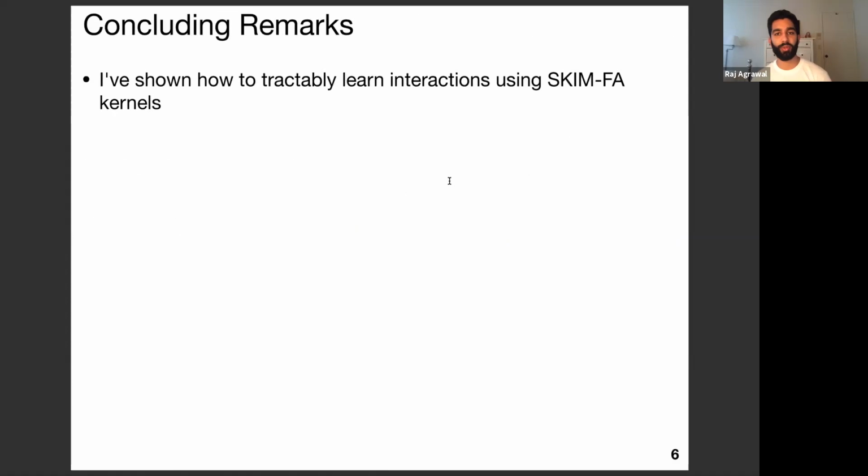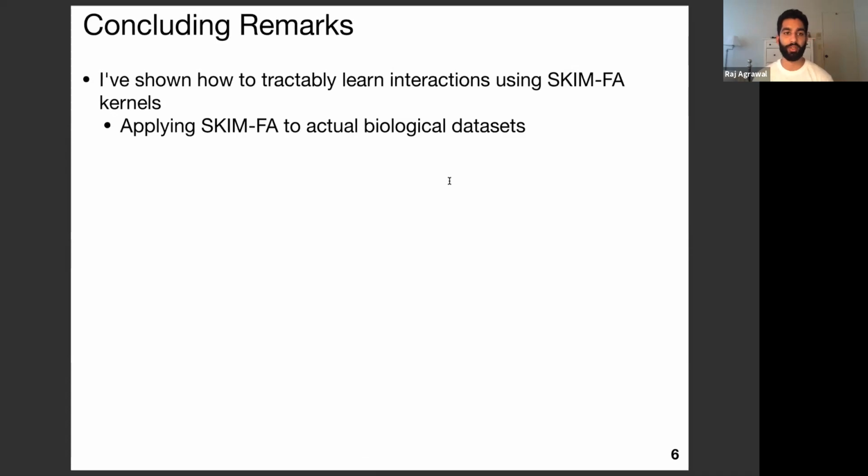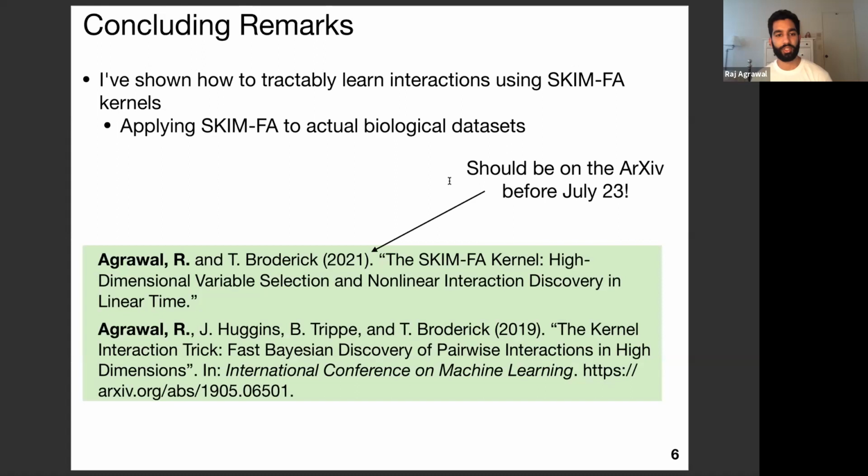So overall, I've shown how we can learn interactions tractably through SKIM-FA kernels. And currently what we've been doing is trying to apply our methods to actual biological data sets in genomics. And if you're interested in learning more, this first paper, which I described, should be on the arXiv soon before the conference. And this follows up on this other work where we looked at linear interaction effects and making it scale linearly in covariate dimension, which was shown before.